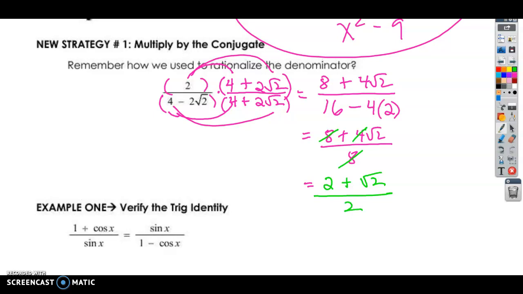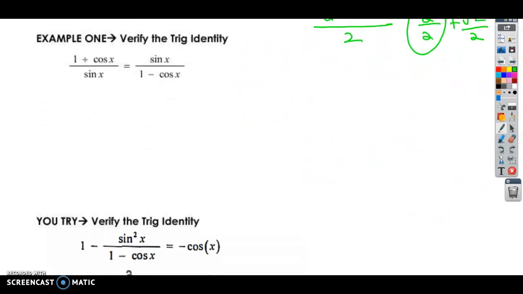Now you can rewrite that if you'd like, but I would just leave it. You could rewrite that as 2 over 2 plus root 2 over 2, and then you can go ahead and simplify that to make it a 1. But for now, we're leaving it there. So let's go on ahead and move on.